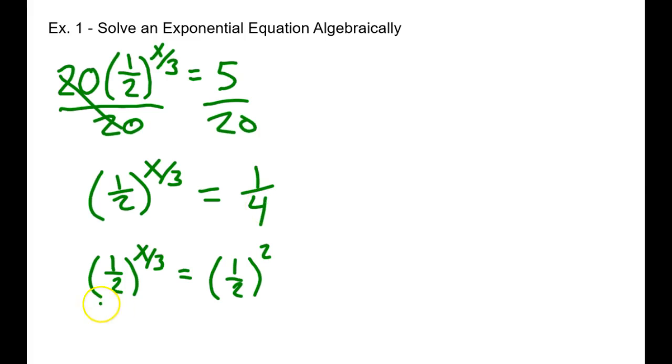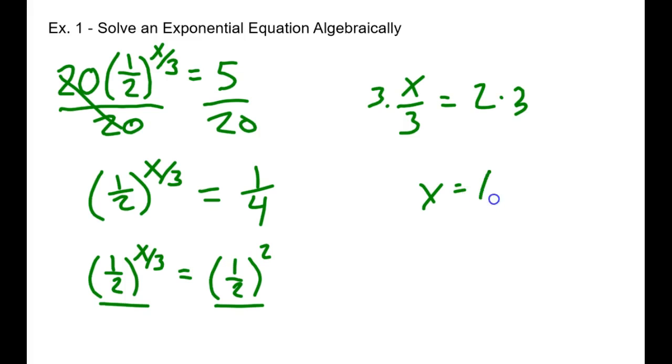Reason we did that, now our bases are the same, so we can create a new equation where x divided by 3 is equal to 2. Multiply both sides by 3, so you get x is equal to 6. So that's solving an exponential equation algebraically.